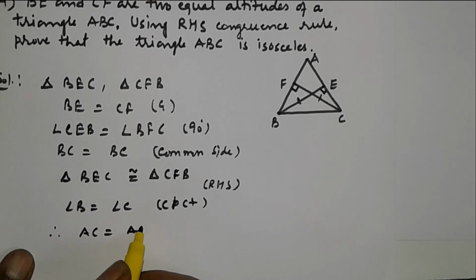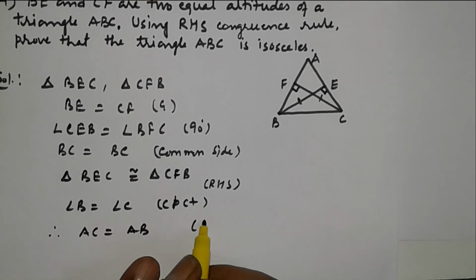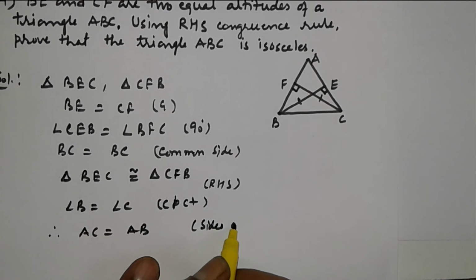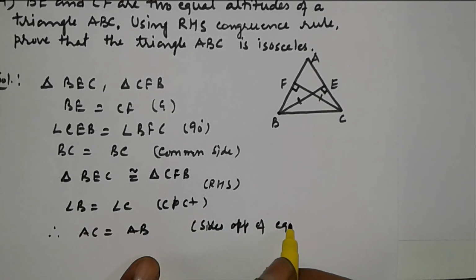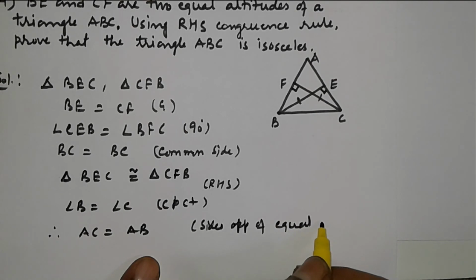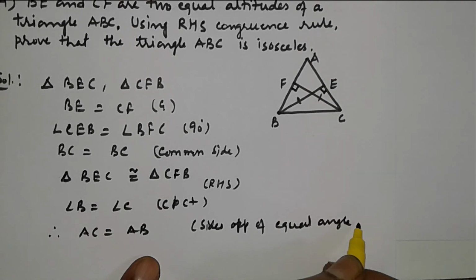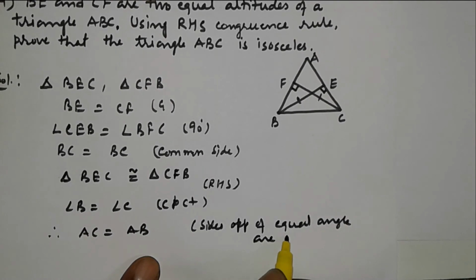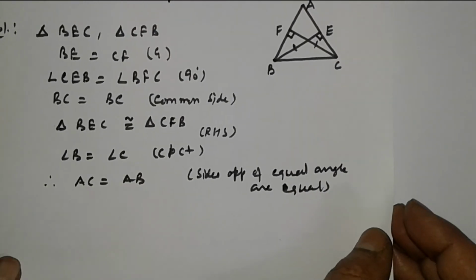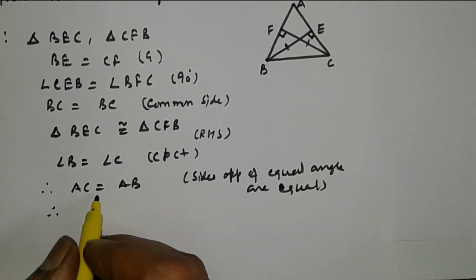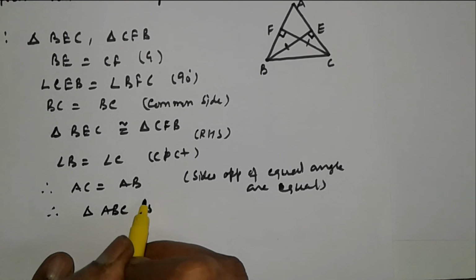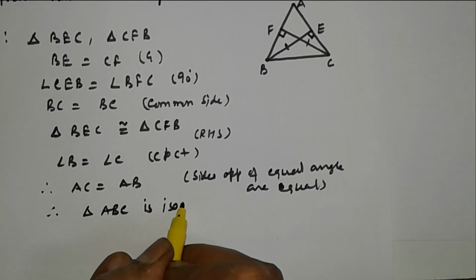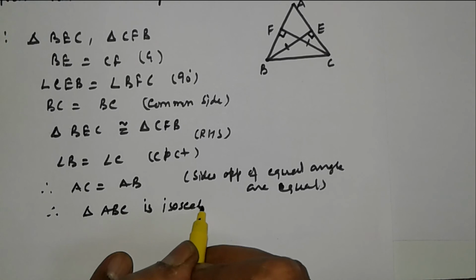And you know, if angles are equal, the opposite sides are also equal, so we can write therefore AC is equal to AB, because sides opposite to equal angles are equal. Therefore you can write triangle ABC is an isosceles triangle.